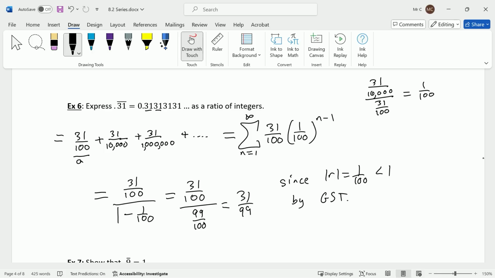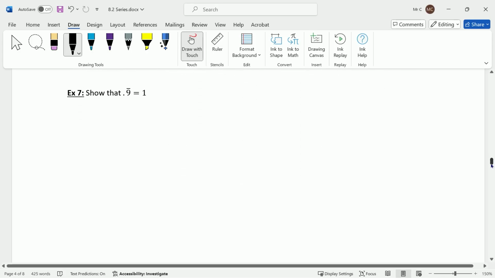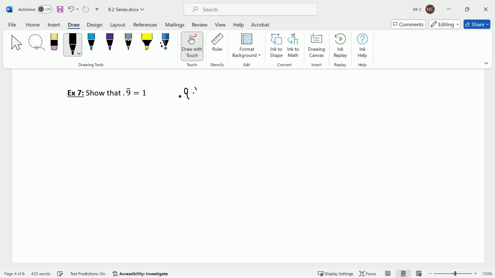Okay, that's it for that one. Next example. Show that 0.9 repeating is 1. So 0.9 repeating looks like this.